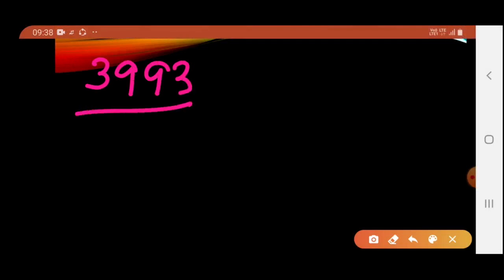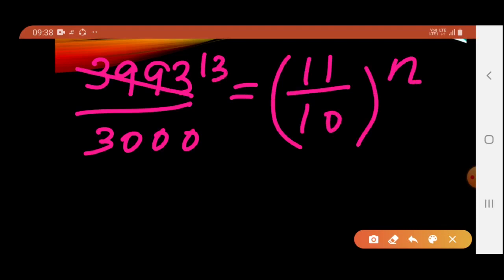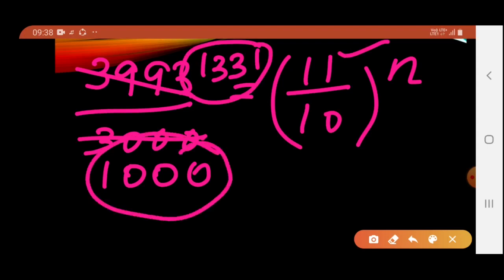3993 divided by 3000 is equal to (11 by 10) whole power n. Am I right? Here we can cancel by 3. 1 3s are 3, 3 3s are 9, 3 3s are 9, again 1 3s are 3. If we cancel here by 3, 1 3s are 3, remaining 3 zeros. Now we have to equate this numerator, that is 1331 to 11 and 10,000 to 10.